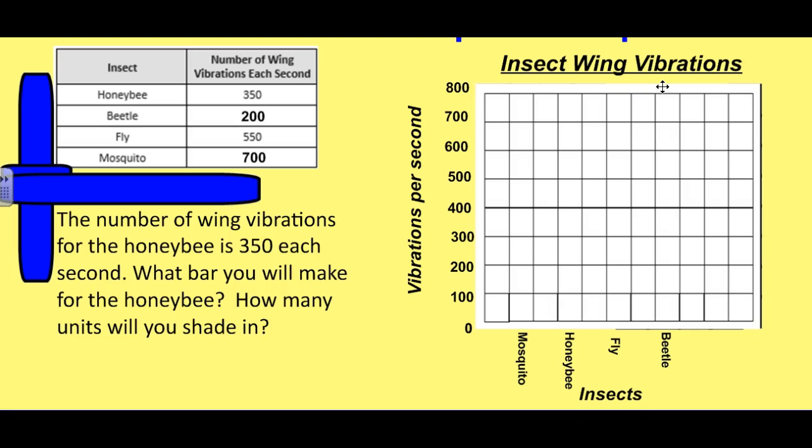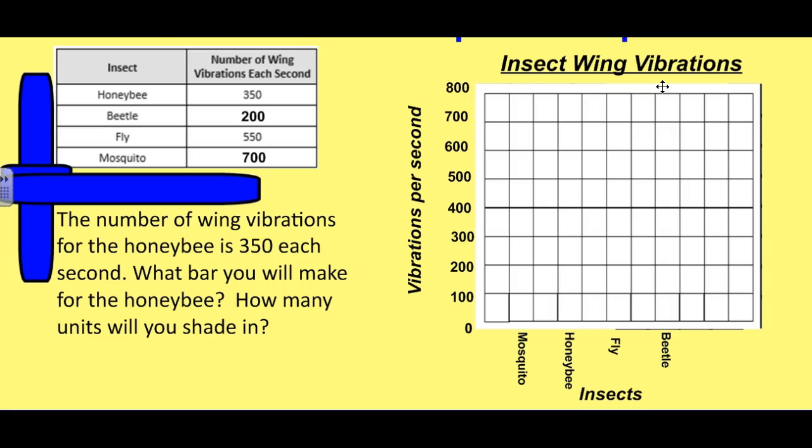You'll probably see it on the K-Prep, and there's probably going to be a time where you're actually going to have to make your own bar graph, and you're going to have to put all the labels. So just don't forget that you have to have all of these labels on a bar graph whenever you're making your own bar graph. So it says the number of wing vibrations for the honeybee is 350 each second.